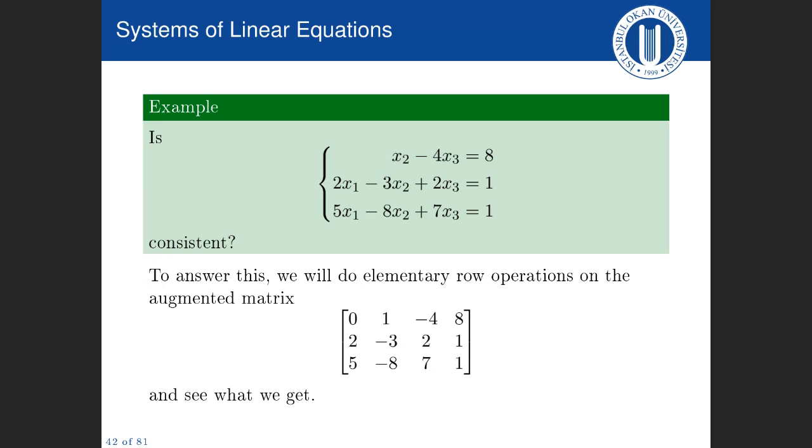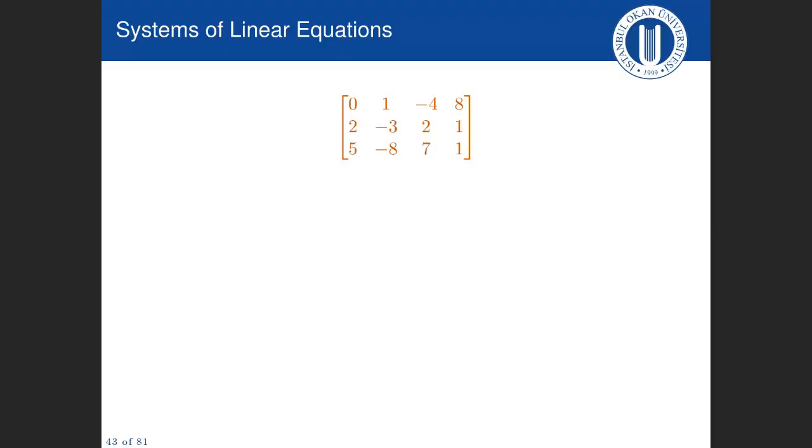To answer this, we're going to take the augmented matrix for this linear system. We're going to do some elementary row operations on it, and we're going to see what we get. Okay, so we're starting with this orange augmented matrix. Step 1, I want to swap the positions of row 1 and row 2. So 0, 1, minus 4, 8 becomes the new row 2, and 2, minus 3, 2, 1 becomes the new row 1.